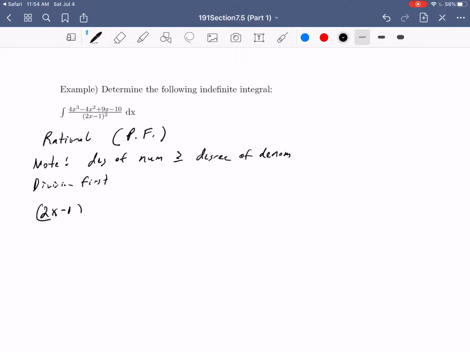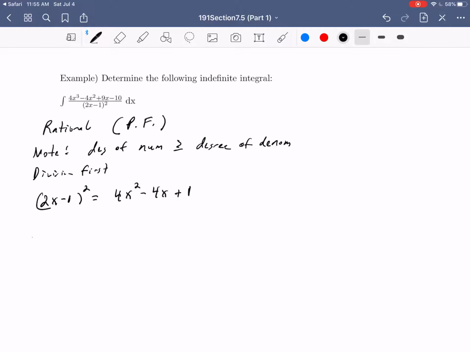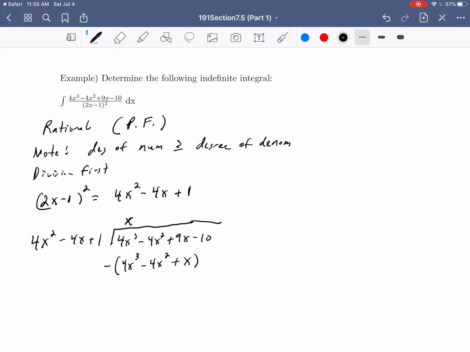It would probably help to have this written out as a polynomial. So 2x minus 1 squared is really 4x squared minus 4x plus 1. Let's go ahead and do our long division: 4x squared minus 4x plus 1 divided into 4x cubed minus 4x squared plus 9x minus 10. Looks like we should get an x there, and then 4x cubed minus 4x squared, and then plus x.